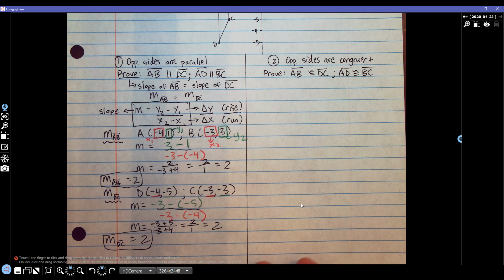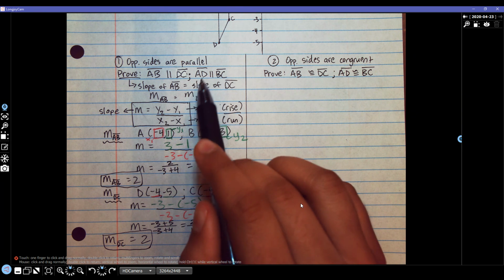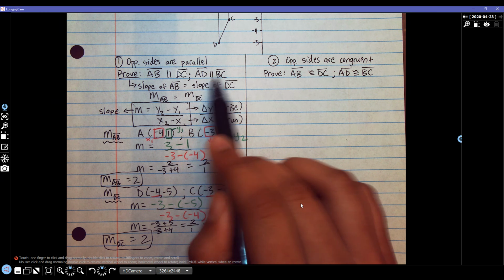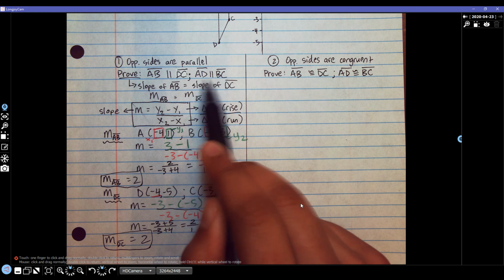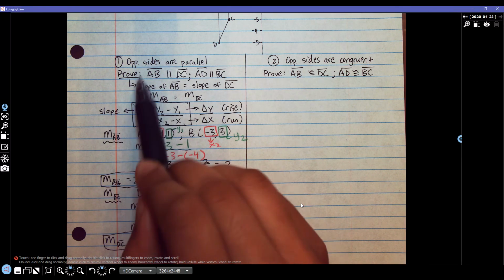Okay, so once we go through it and do the second part of this proof, if we can prove that AD is parallel to BC, meaning those slopes are equal, then we can prove this first property that opposite sides are parallel, meaning that our figure is indeed a parallelogram.